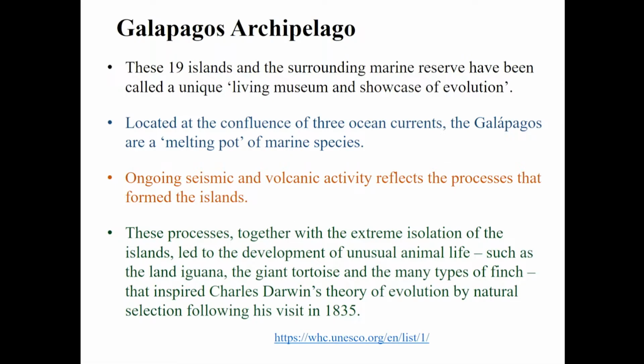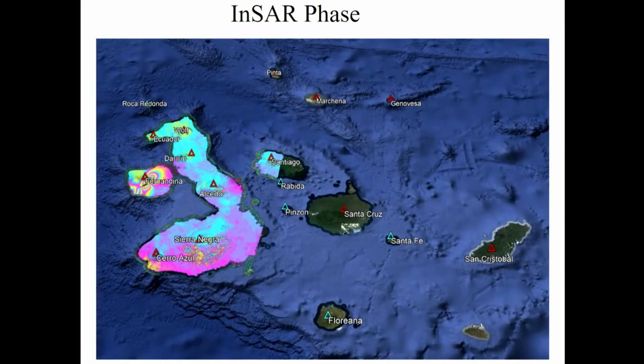These processes, together with the extreme isolation of the islands, led to the development of unusual animal life such as the land iguana, the giant tortoise, and the many types of finch that inspired Charles Darwin's theory of evolution by natural selection following his visit in 1835. This information I got from the UNESCO website. One can follow it and get this information too.